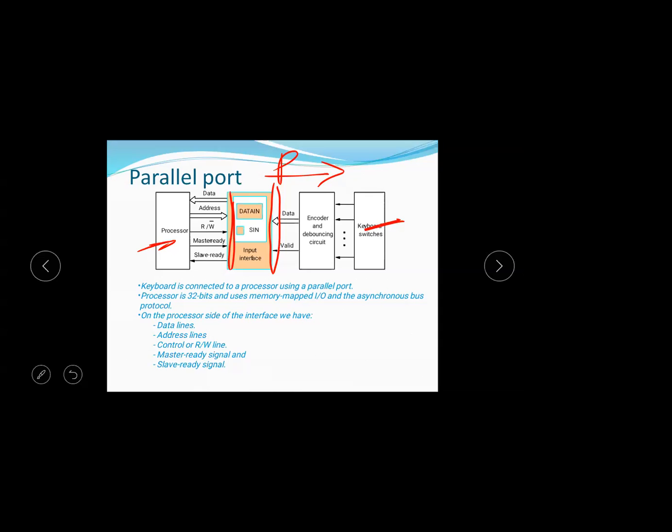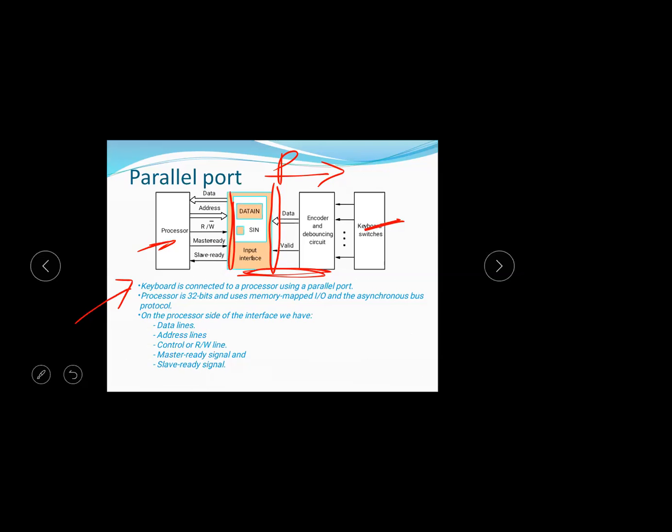Okay. Now I have taken an example to transmit data from the keyboard. Whatever key is pressed on the keyboard is transmitted to the processor through the interface circuits. The keyboard is connected to the processor using a parallel port. We connected the keyboard to the processor through the interface circuits and all the required circuits, through the bus lines.